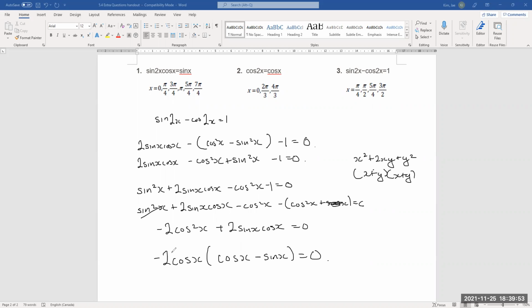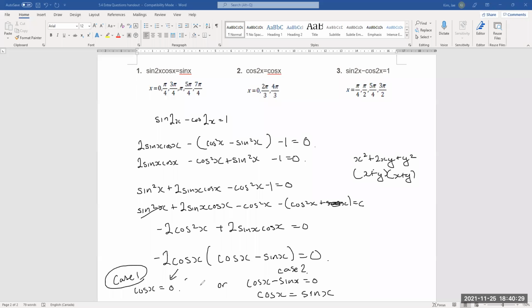And I think I can work with this. I can say that technically, because a product of two terms equals 0, that means cos x must have been 0, or this bracket cos x minus sine x must be 0. So I have two cases. Case number one, I'm going to test to see what angles make cos x equal 0. I'm also going to test case number two, where cos will equal sine.